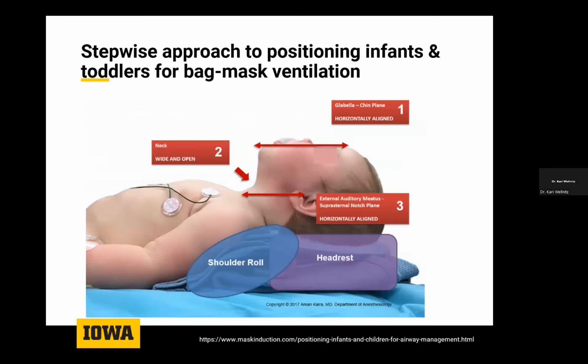And I found this algorithm to be incredibly helpful. This is by an anesthesiologist at Tufts, and is talking about how to get the pesky infant or toddler appropriately positioned for bag mask ventilation. It's a 3-step process. The first is to get your forehead and chin horizontally aligned. The second is to open up the neck and get it wide and open. And the third is to get your sternum lined up with your external auditory meatus.